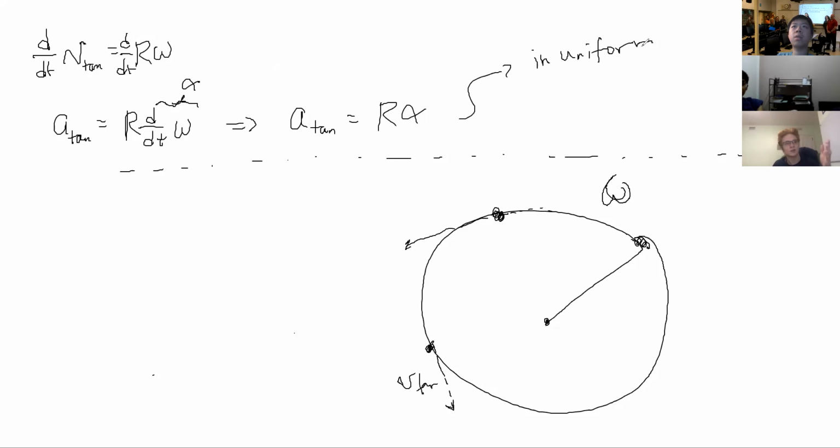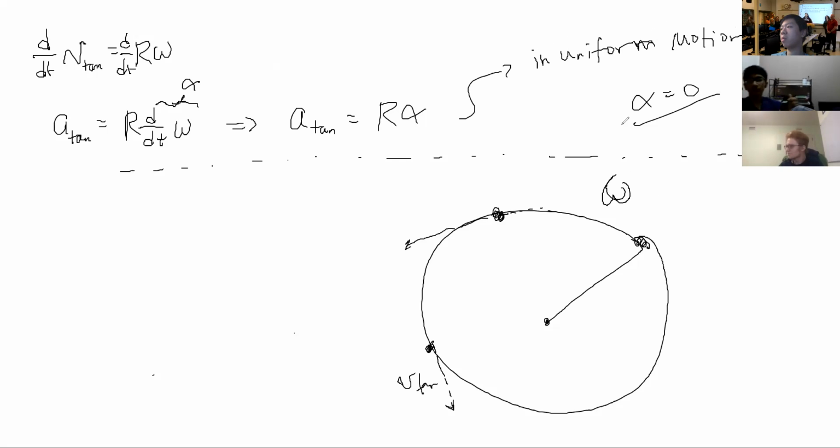Same with your acceleration. So in uniform circular motion, because the tangential velocity stays the same, we can conclude that the tangential acceleration is zero. Therefore, in uniform motion, alpha is zero. Right? So for now, we don't have to worry about that.